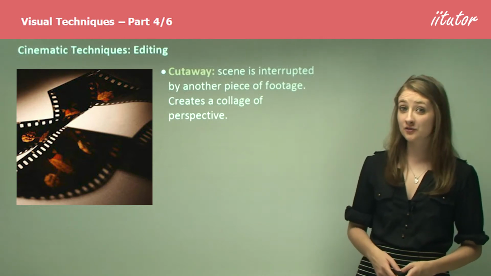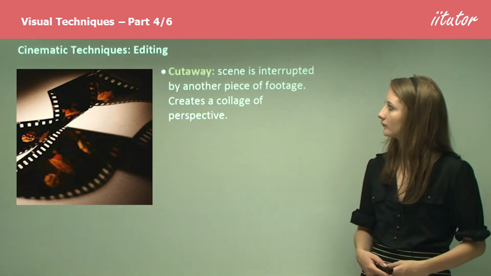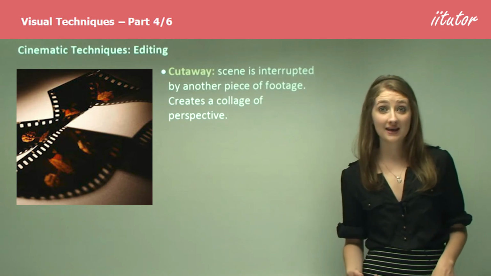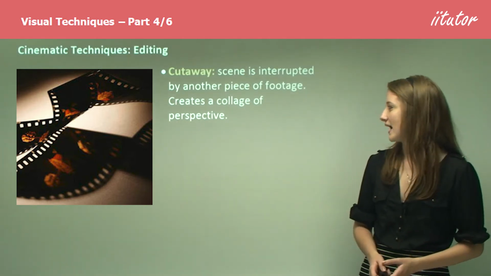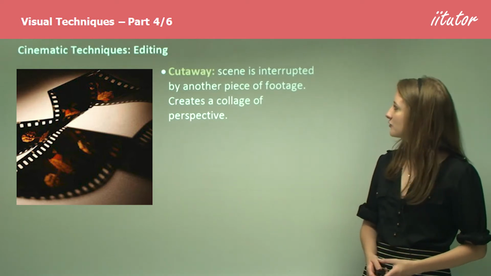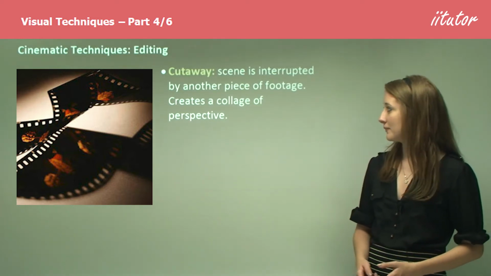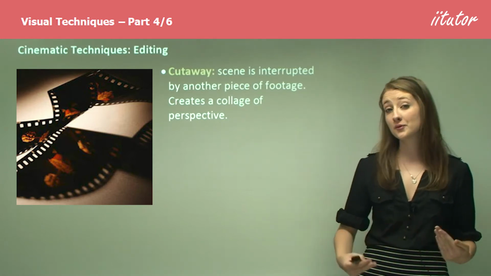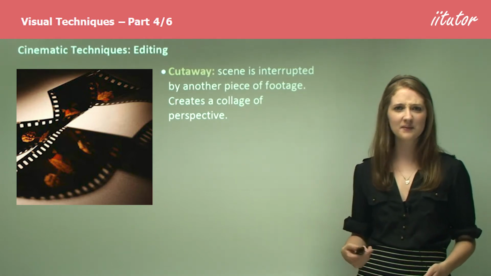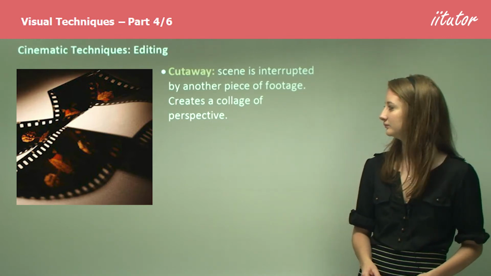So firstly, we're going to be looking at the technique of editing. Now, there are a number of different ways in which films can be edited to create effect. So the first example is the cutaway. Now, this is when the scene is interrupted by another piece of footage, and you really get a sense that there's a collage. So different perspectives being laid on top of each other and interrupted with each other.